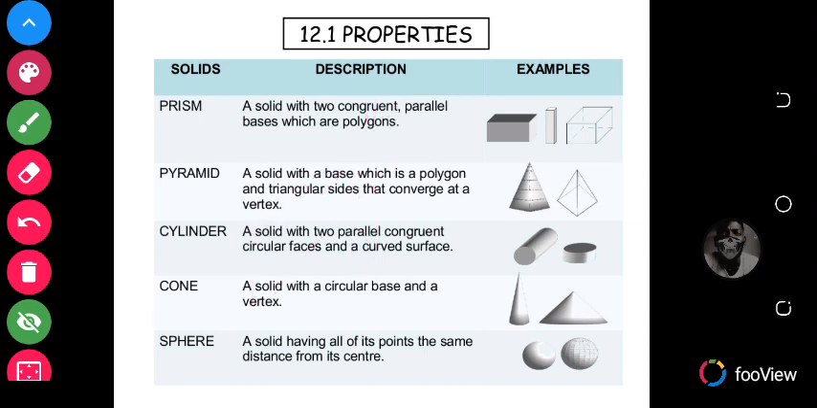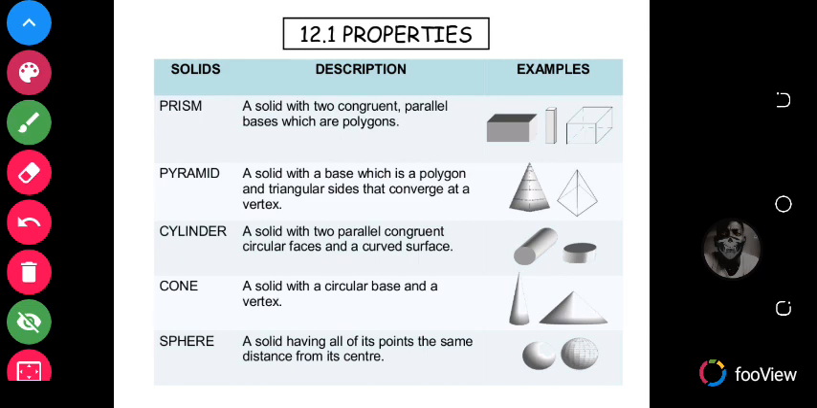Cylinder. A cylinder is a solid with two parallel congruent circular faces and a curved surface. So a cylinder has a curved surface and two parallel circular faces. There's one circular face here and another circular face there.